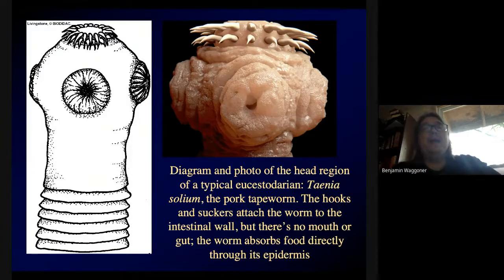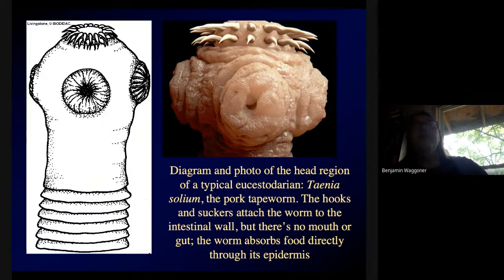Back of that, the body divides into a series of segments called proglottids. And these can extend, they found a tapeworm of whales that's something like over 100 feet of worm, almost all of it made up of one after another of these proglottids, these segments. Now, this one uses suckers and it uses hooks.